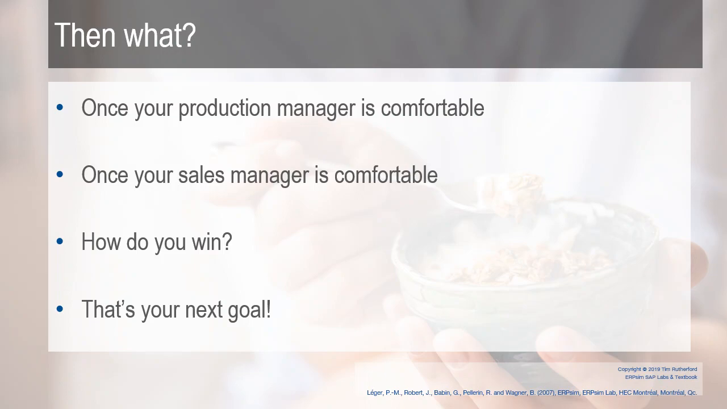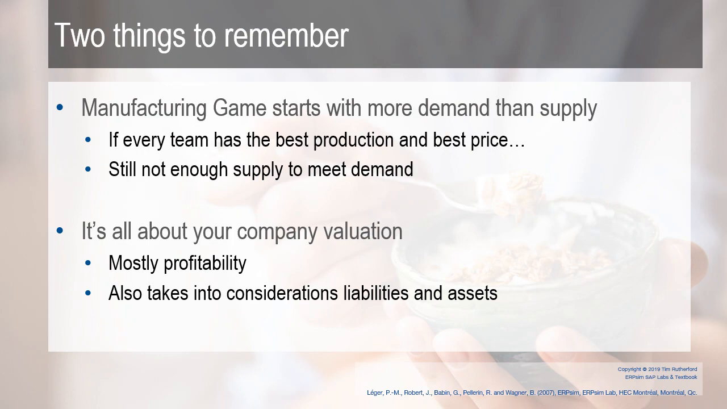Then what? Once you have it figured out, where you can tell the production manager what's going on, you have that part of the analytics worked out, and your sales manager is comfortable taking direction on which pricing and marketing to do, then you switch your focus. How do you win? That's your next goal. You might be doing okay, you might even be winning, but you can do better. You've gotten the basic things down, production and sales. Now, what else can you do?